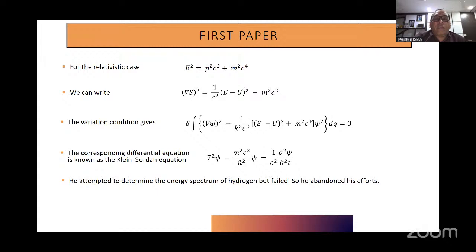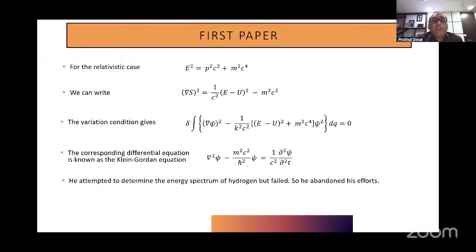Instead of p square upon 2m plus u, I take the relativistic case. The energy of a relativistic particle is given by this equation. We all know that. So we can now write del S square becomes 1 upon c square, E minus u, squared. And there is an additional term which comes because of the rest mass of the particle, the term m square c square, where m in this case is the rest mass of the particle. And once again, he carries out the same derivation, same steps, and takes the extremum, or you take delta of the equation on the left-hand side.